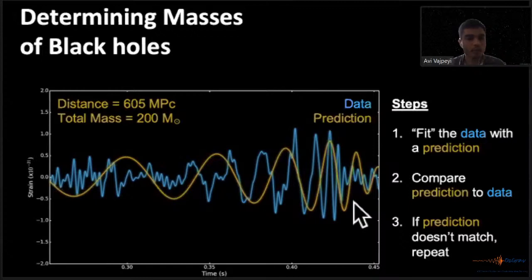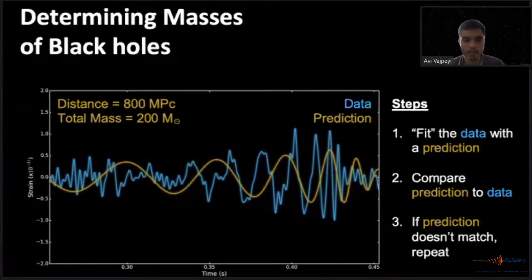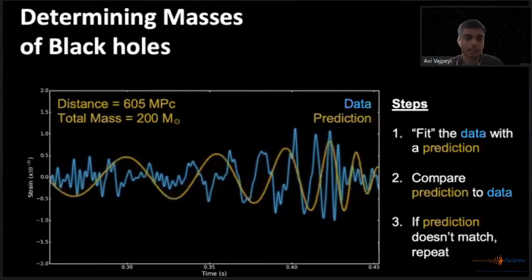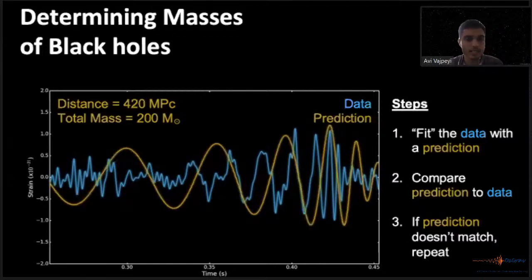Okay, let's decrease the distance. Initially it was 800. Let's decrease it to 605. Okay, seems to be getting closer. Let's decrease it a little bit more. Okay, so the distance seems to be matching up. It seems like this line here at least seems to be matching up, right? Okay, so we can work with that.